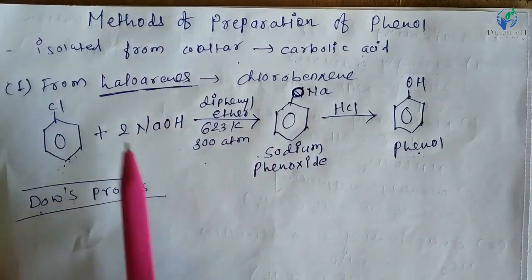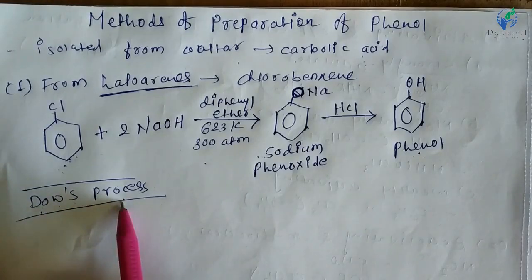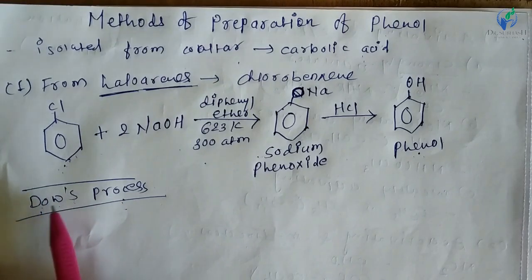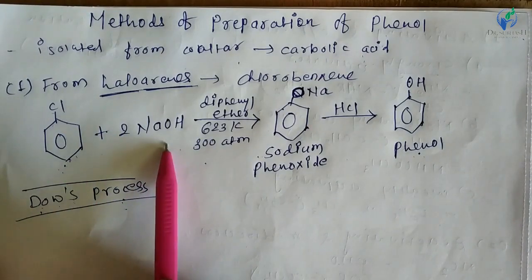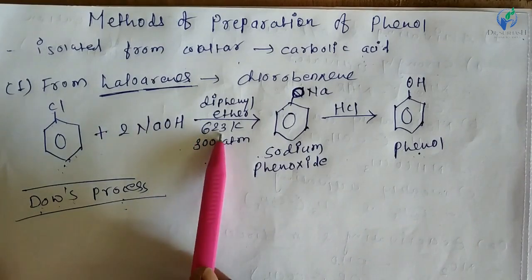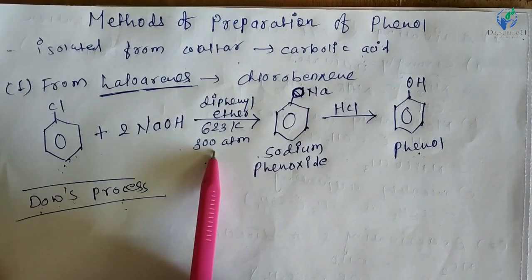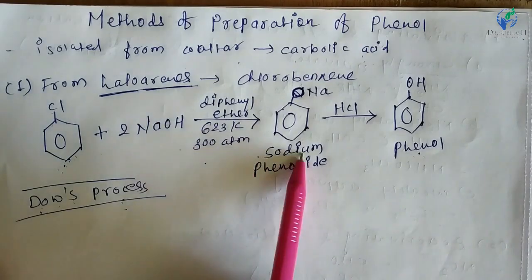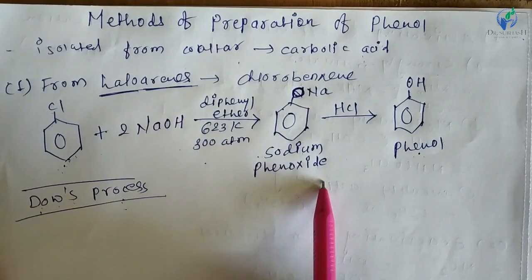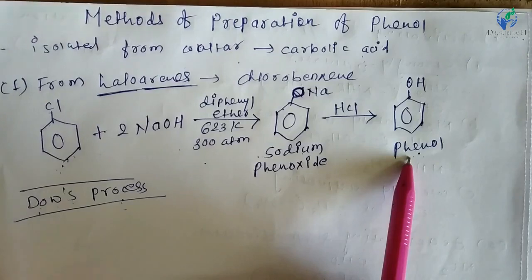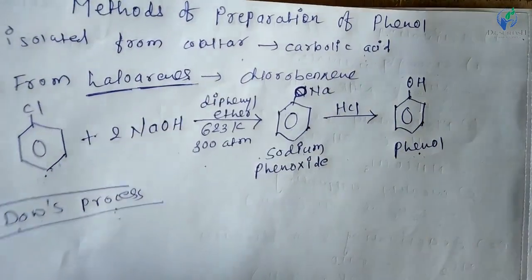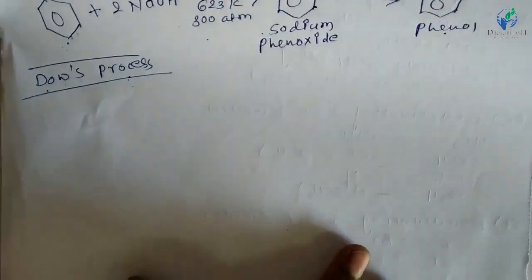Then, as this one is a name reaction, name reactions are often asked in the exams also, right? So keep in mind that the Dow process includes the reaction of chlorobenzene with sodium hydroxide at 623 Kelvin temperature and under 300 atmospheric pressure, which produces sodium phenoxide, right? On acidification of sodium phenoxide, phenol can be prepared. This one is the first preparation of phenol.